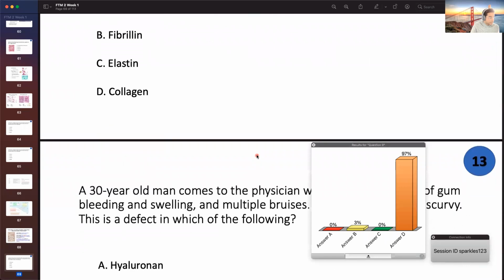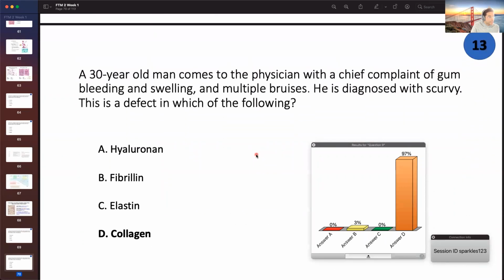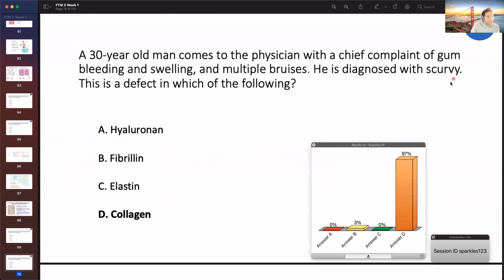Yes. So the answer is D, right? And what is the diagnosis? We said it's scurvy. What is the deficiency in, guys? Vitamin C deficiency. Exactly. And what's the enzyme that's affected? Prolyl hydroxylase and lysyl hydroxylase. Exactly. Those are the two to keep in mind that require vitamin C.